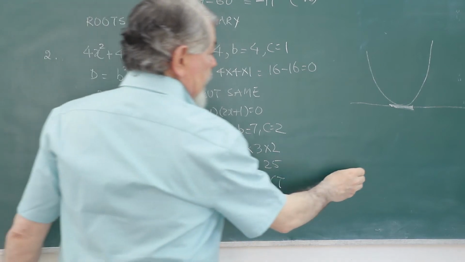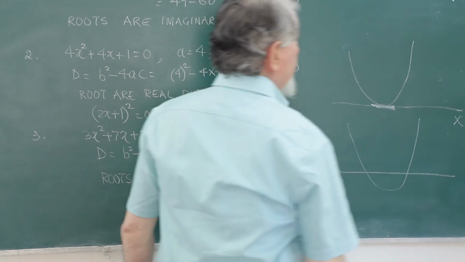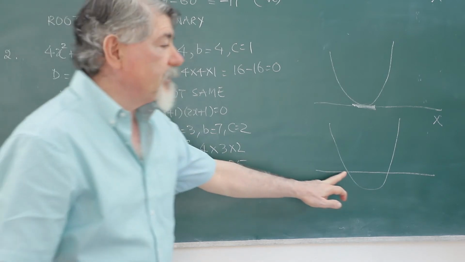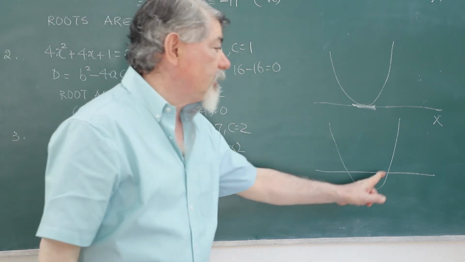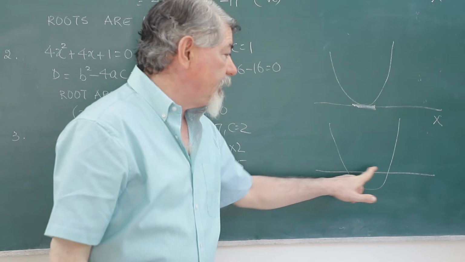Again, what kind of figure will you obtain? You will obtain a figure like this. Parabola cutting the x-axis at 2 points because roots are real. Real means they have to lie on the x-axis. Distinct means the curve shall cut the x-axis at 2 points to make the roots distinct.